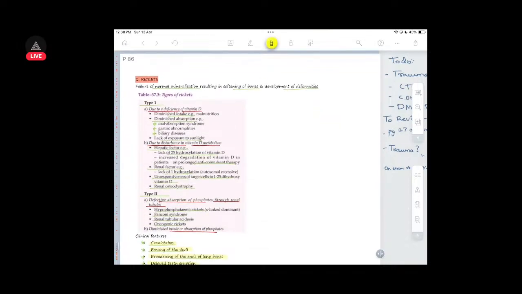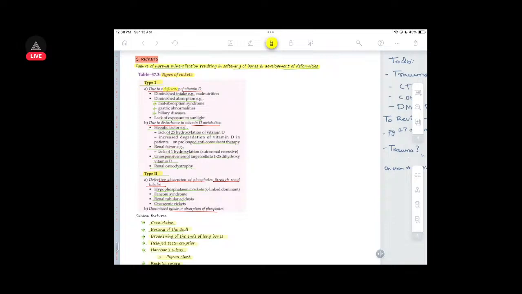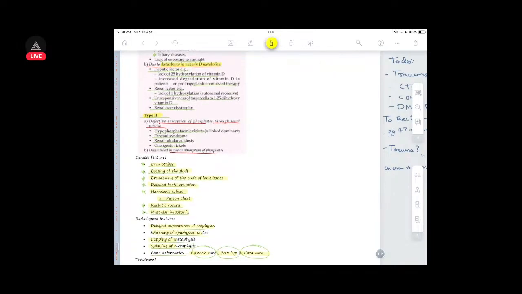Then moving on, we have rickets. Rickets is failure of normal mineralization resulting in softening of bones and development of deformities. There are types of rickets: type 1 and type 2. Type 1 rickets is due to deficiency of vitamin D and disturbance in vitamin D metabolism. Type 2 is due to defective absorption of phosphates through the renal tubules and diminished intake or absorption of phosphate.